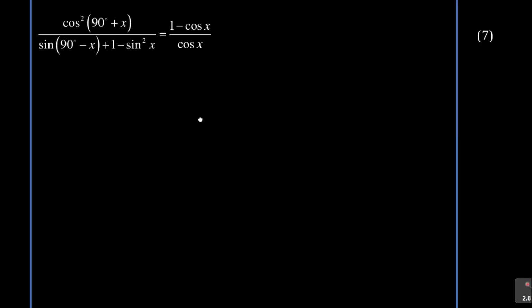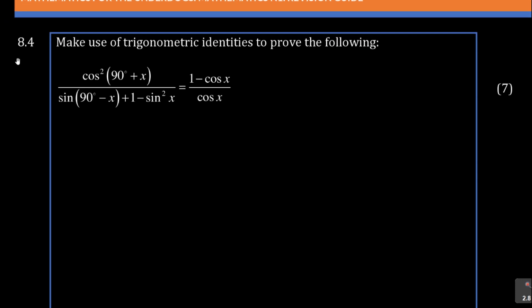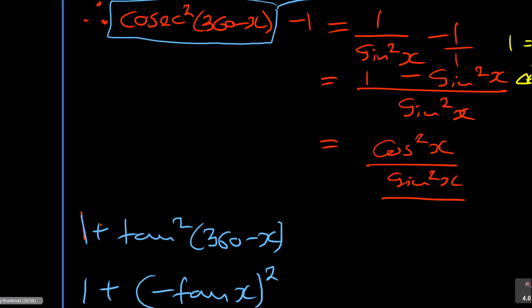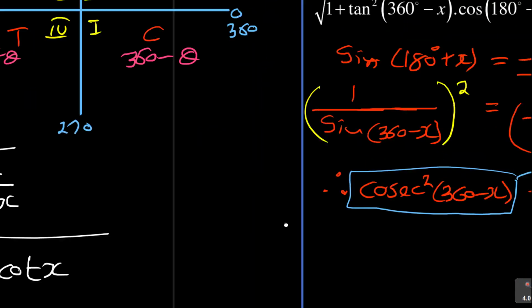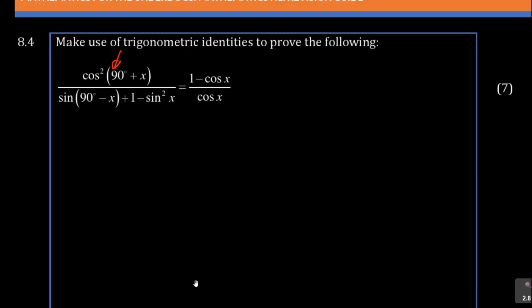Just to look at this part again, make use of trig identities to prove the following. We are proving that this is this. Now, this one I brought in because it involves 90. And 90, I'll take it back to our CAST diagram. 90, I told you, is cofunctions. And cofunctions, what you need to know about cofunctions here, the moment you say 90, let me write them down.